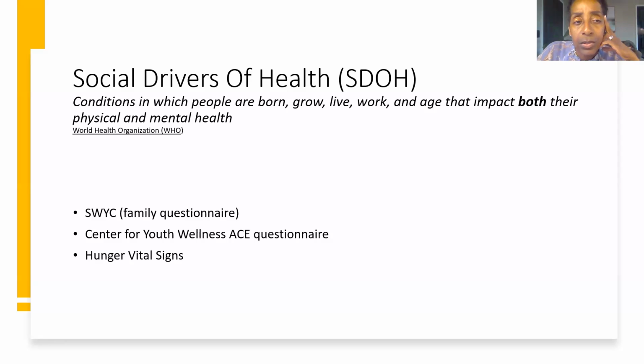So social drivers, or the social determinants of health, according to the World Health Organization, are conditions in which people are born, grow, live, work, and age that impact both their physical and their mental health. Examples of the social determinants of health include food insecurity, education, housing, literacy, socioeconomic status, your access to healthcare, and discrimination based on race and ethnicity. And I included this because numerous studies suggest the social determinants of health account for anywhere from 30 to 55% of health outcomes.